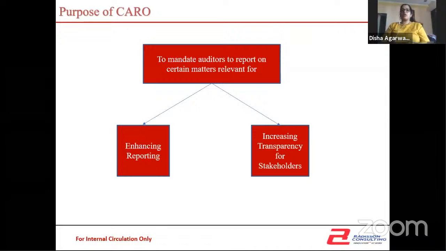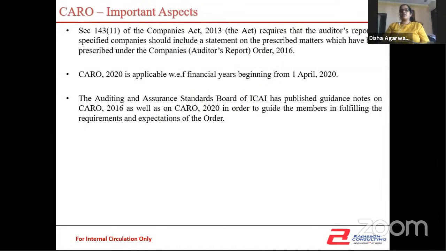The important aspects of CARO are: Section 143(11) of the Companies Act 2013 requires the auditor's report of specified companies to include a statement on the prescribed matters which have been stated in CARO 16. So these matters are already defined and the institute comes out with CARO. Accordingly, you have to report and then the audit report is considered to be complete. The Auditing and Assurance Standards Board of ICAI publishes various guidance notes from time to time so that it provides guidance to the members for fulfilling the requirement.